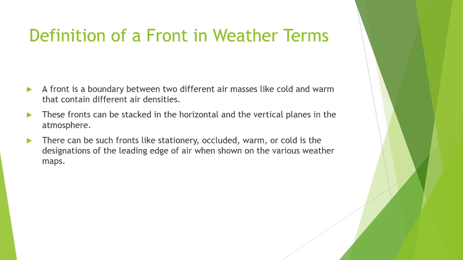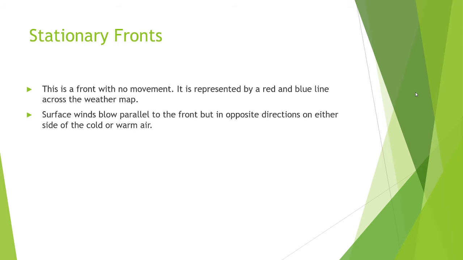So there can be fronts such as stationary, occluded, warm, and cold fronts as the designations of the leading edge of air when shown on the various weather maps. And I'm going to show you a classic weather map here, courtesy of weather.com, as we continue the presentation later on. So, stationary fronts.